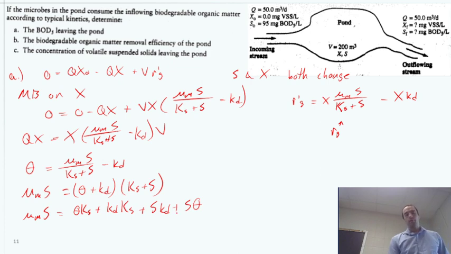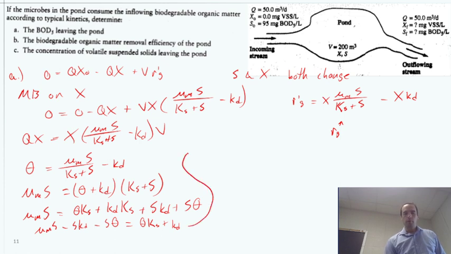Now, here we have three terms with s in them, so I'll get them all on the same side. We'll say mu max s minus s Kd minus s theta equals theta Ks plus Kd. And we need to simplify further. So we can extract that s out and say that's going to be mu max minus Kd minus theta, all of that equal to theta Ks plus Kd.